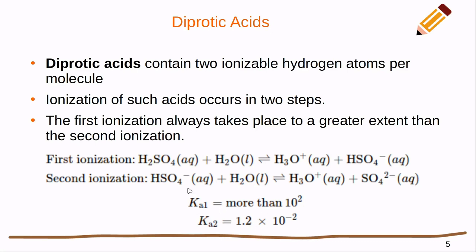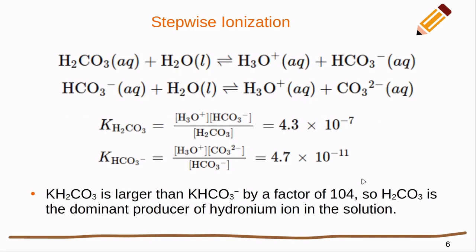Now the Ka for this first reaction here is more than 100, whereas the Ka for this second reaction is [value] times 10 to the negative 2. So it is 4 orders of magnitude lower for this second reaction. We can see that again here with our carbonic acid example, where we have a decrease of 4 orders of magnitude between the first and the second ionization.